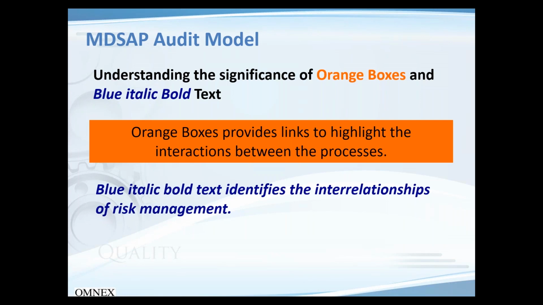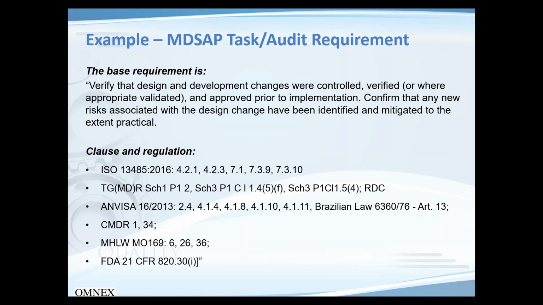The requirements printed in blue italic bold show the relationships to risk management, where there will be a high level of risk and what should be considered. The auditor should be more concerned about the high-level risk on those requirements which are stated in the audit model in blue italic text. So those are two indications for understanding the linkages and the risk levels in the audit model.